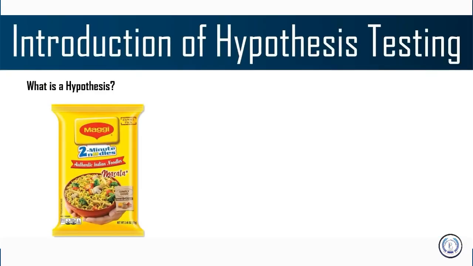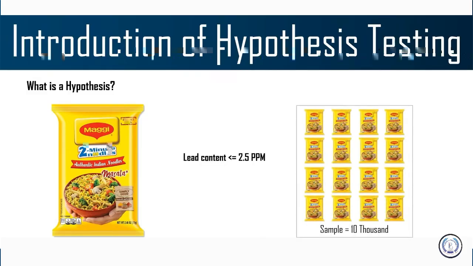A few years ago, if you remember, Maggi noodles, a product of the Nestle company, were banned on the claim that it has an excess amount of lead in it. The government regulatory body, which says that there cannot be more than 2.5 ppm of lead in any food product, conducted a test on a sample of Maggi noodles and found excess lead. So the lead content should be less than 2.5 ppm as per the government regulatory bodies.